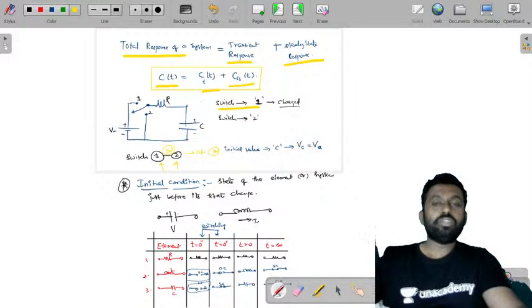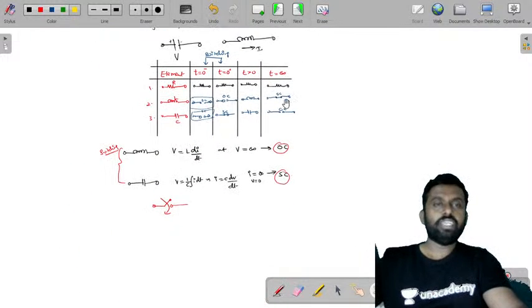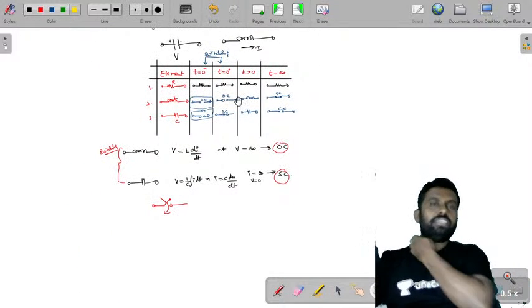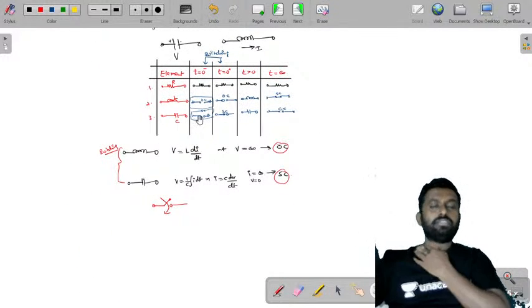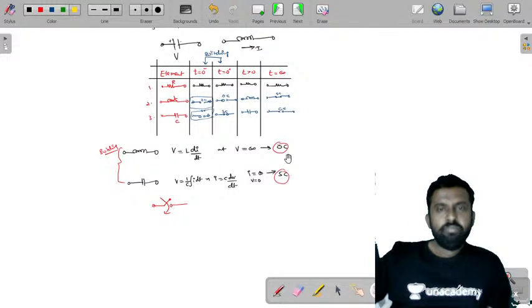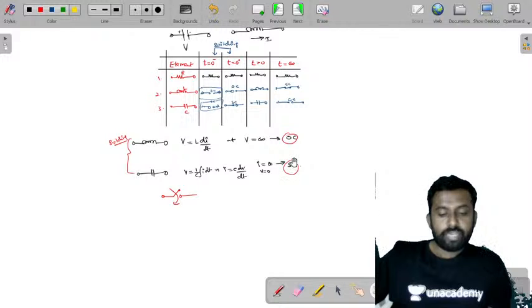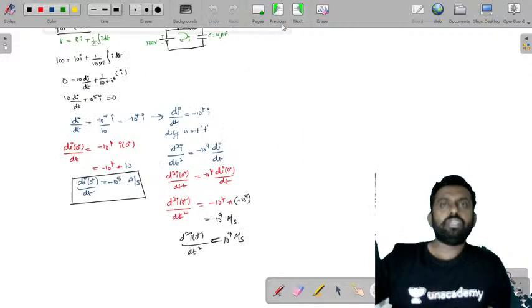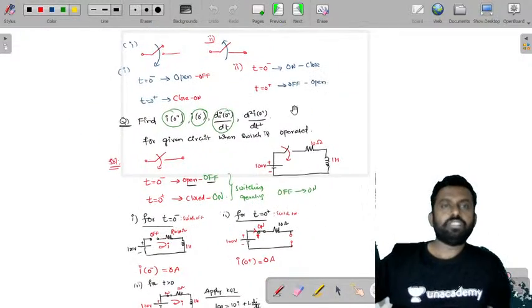And I told you about switch operation, and initial condition is the state of the element or the system just before it changes its state. And I have told you about the inductor and capacitor, and when it is switching, it will act as an open circuit and as a short circuit. Then we have taken up some problems.